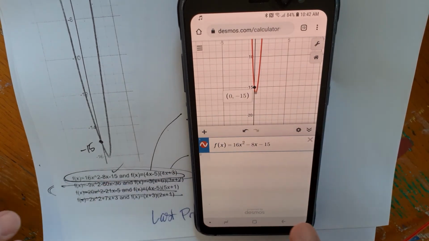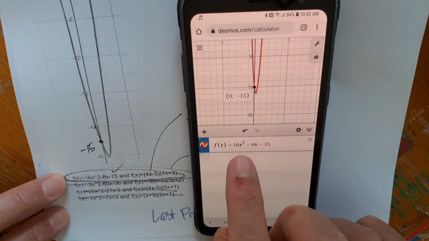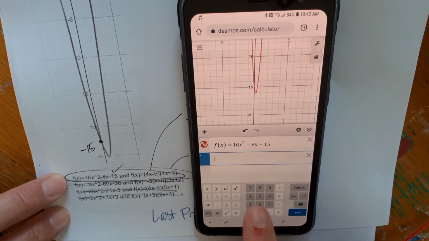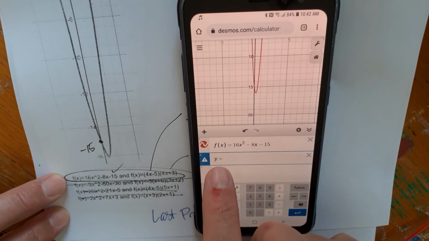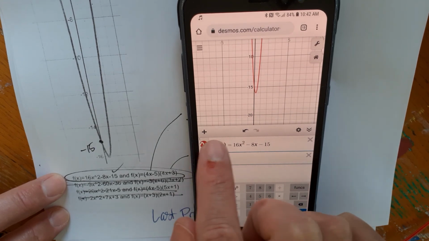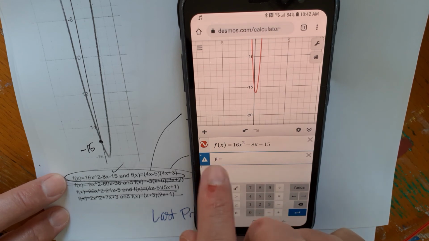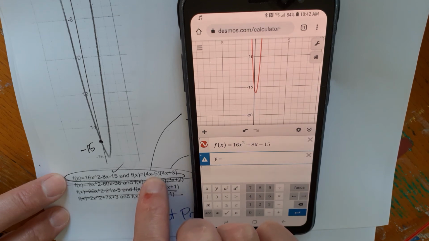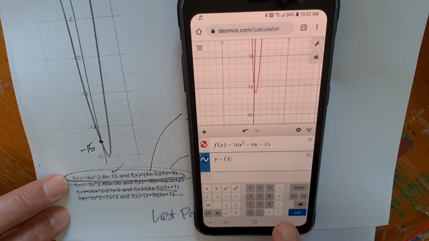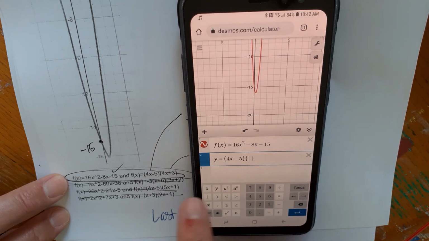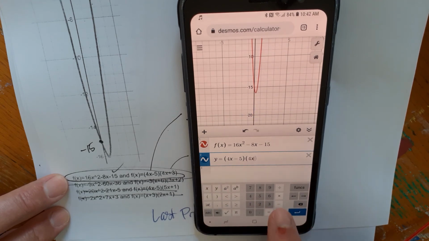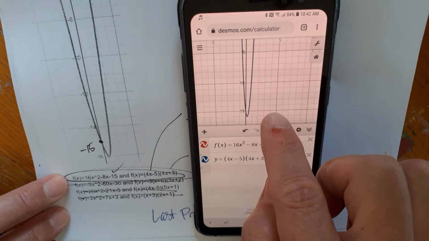check. And just one more thing to show you, if we put in another equation here and we said y equals, which is the same as f of x, we can use y or f of x. We like the function notation for certain reasons, and I'm doing this because I'm lazy. I don't want to type f of x. I'm going to do y equals, and let's put in the two binomials, parentheses 4x minus 5, parentheses times 4x plus 3. Okay. Notice two parabolas.